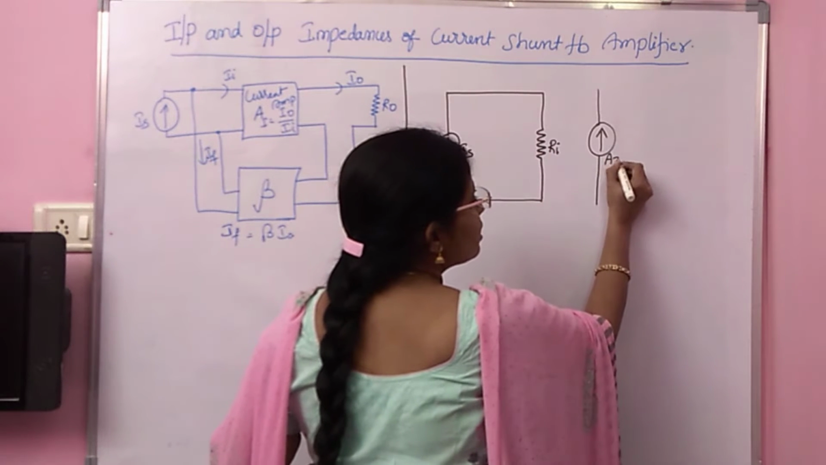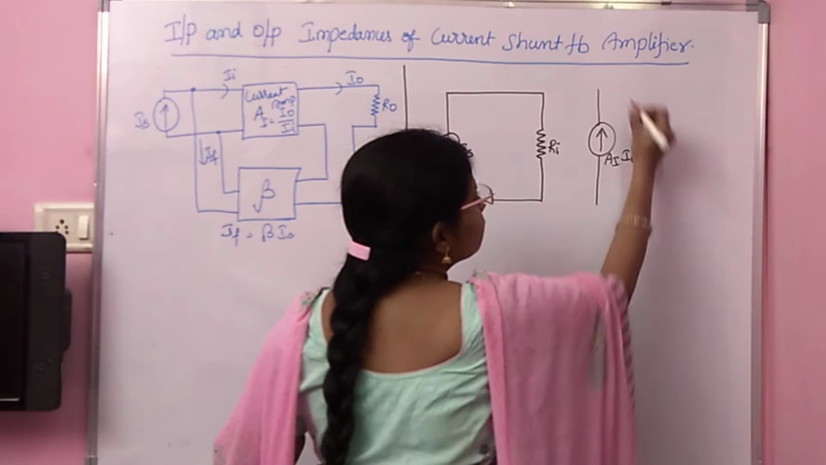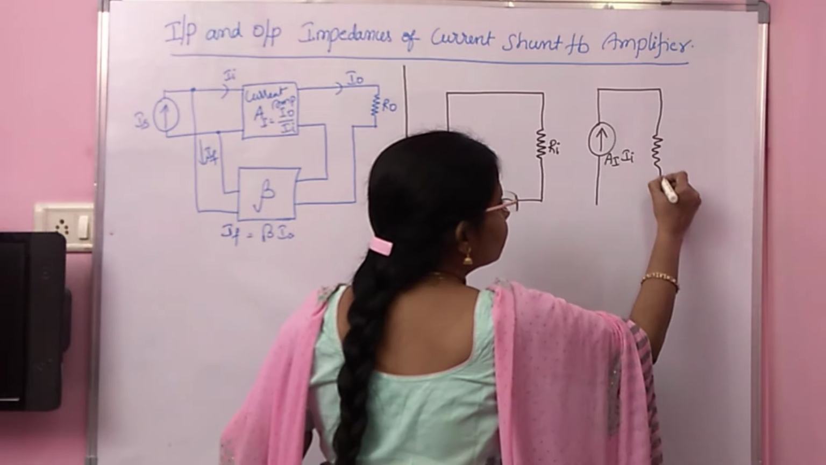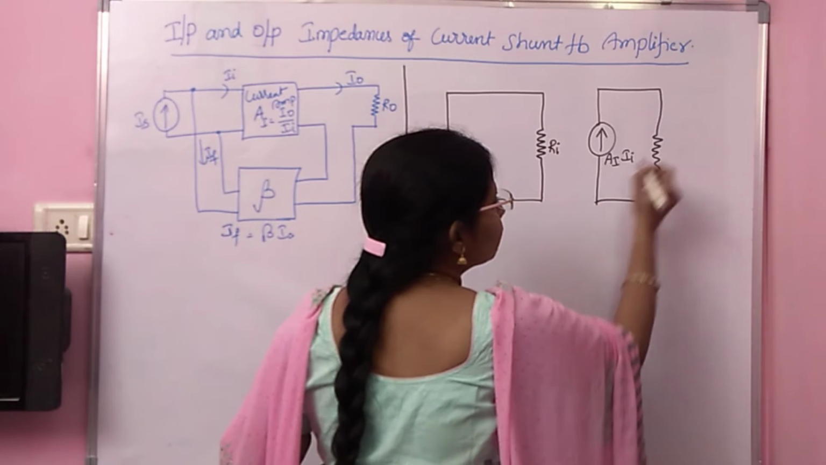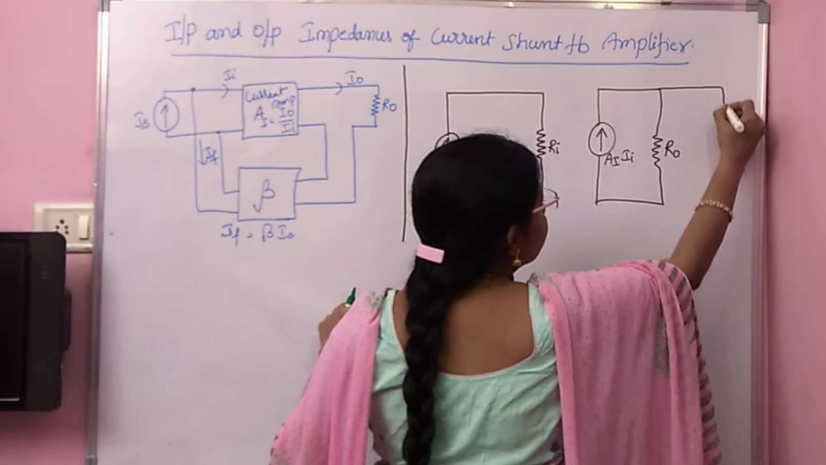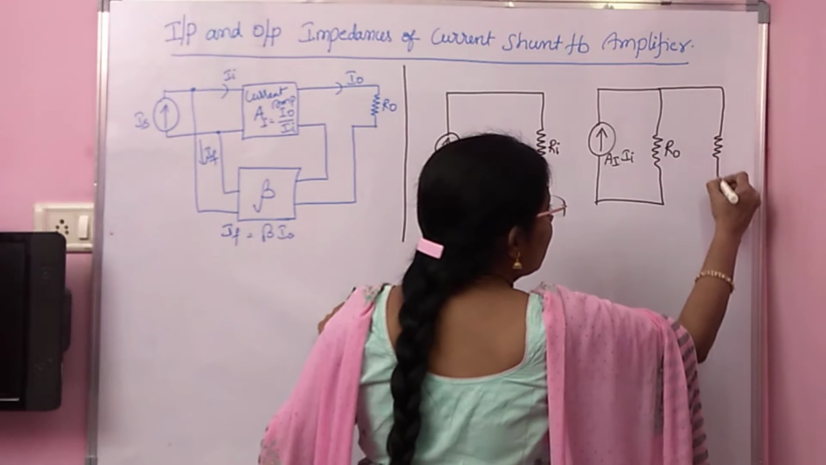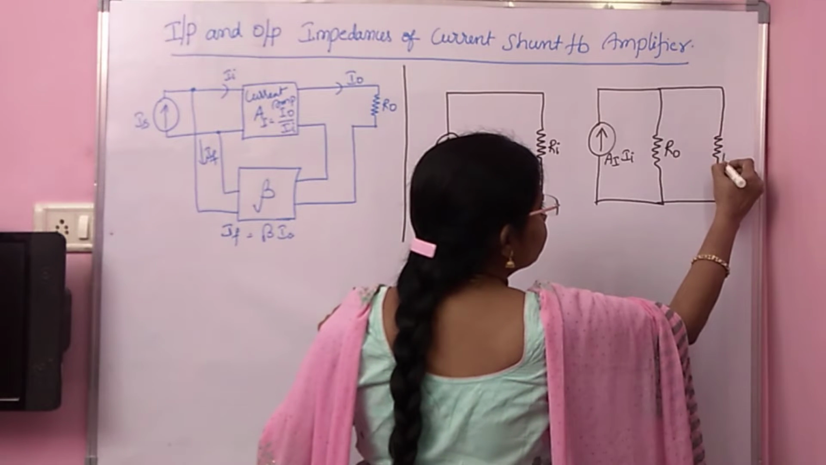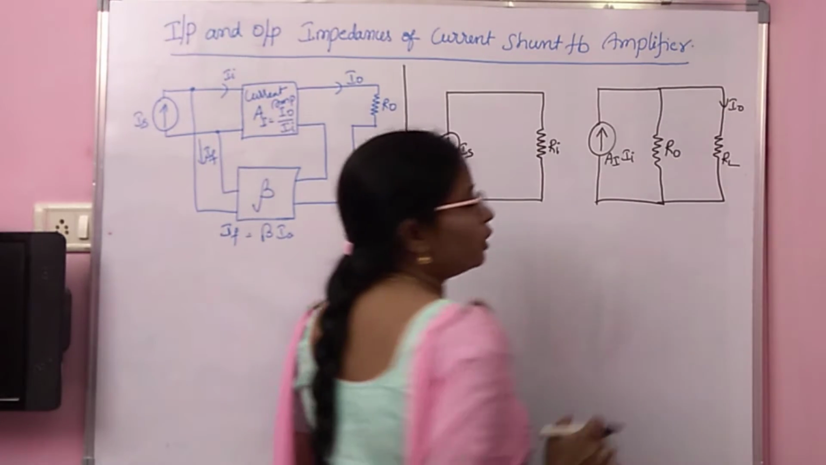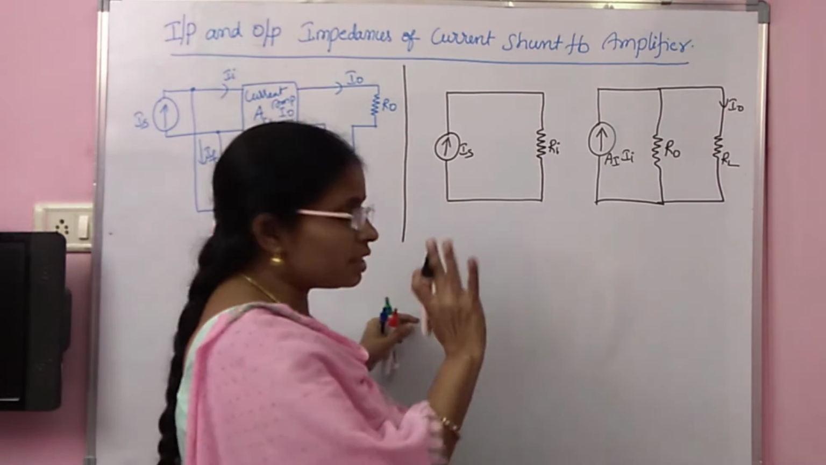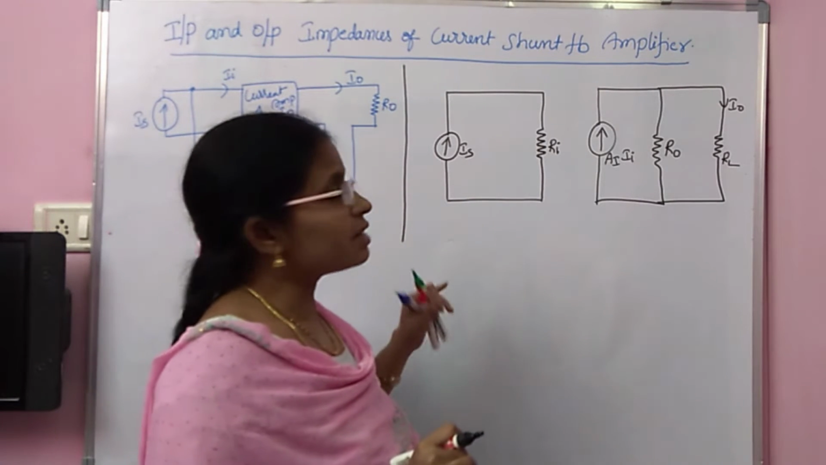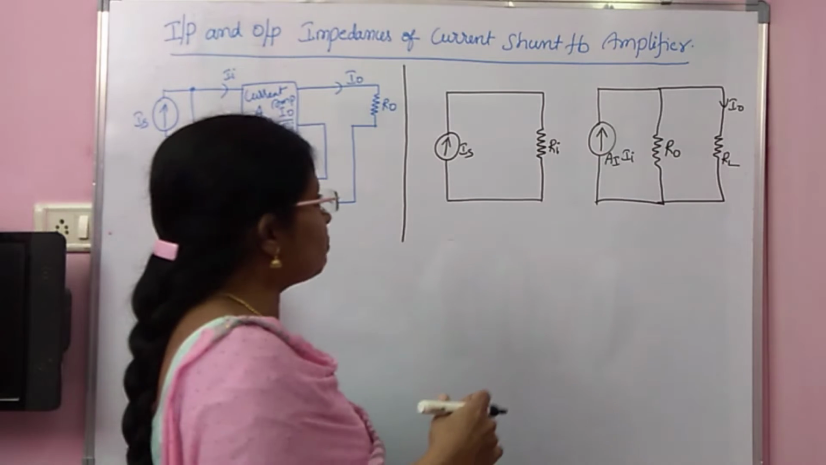This current is AI, then R0 and RL. The current through RL is I0. So actually this is the Thevenin's equivalent circuit of the current amplifier. But this is current shunt, so you must include this feedback also.